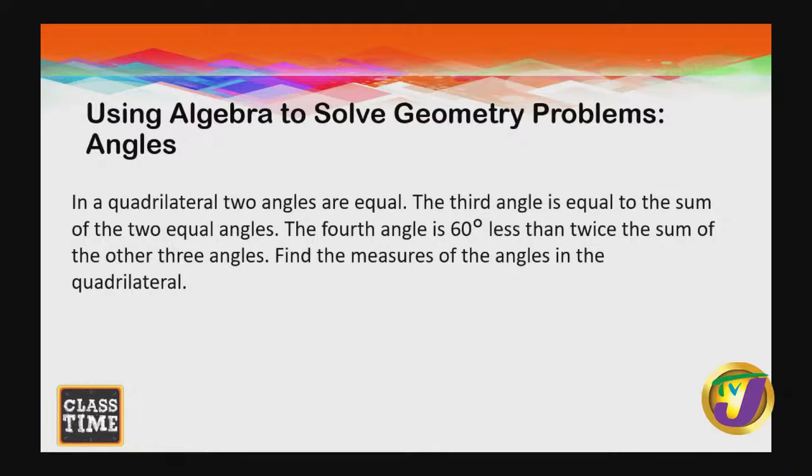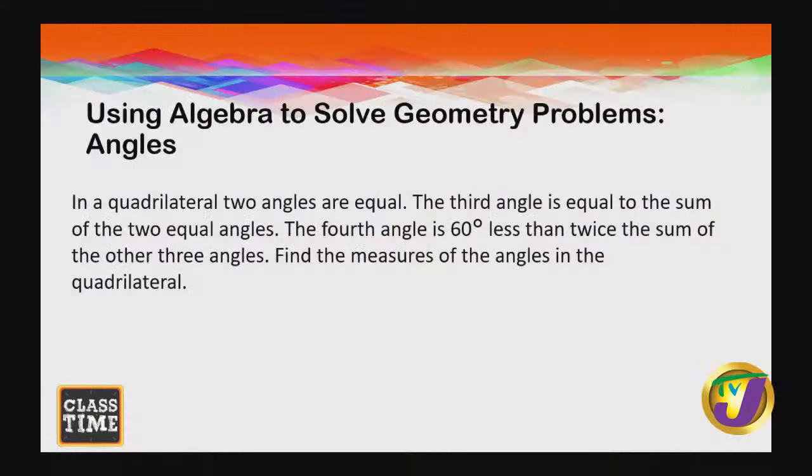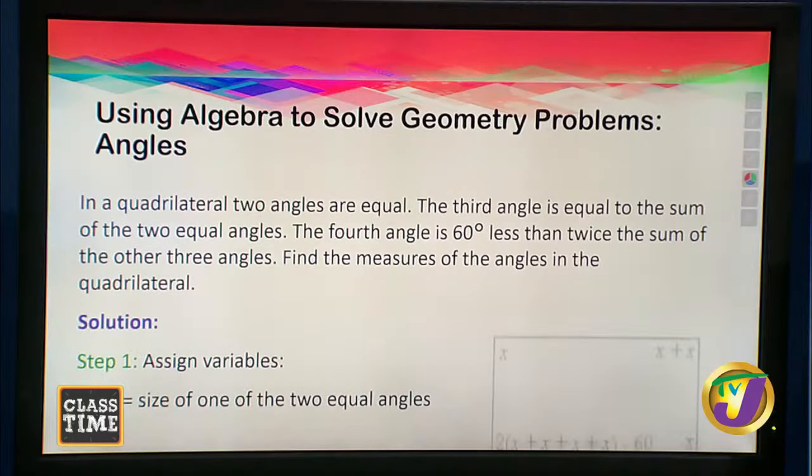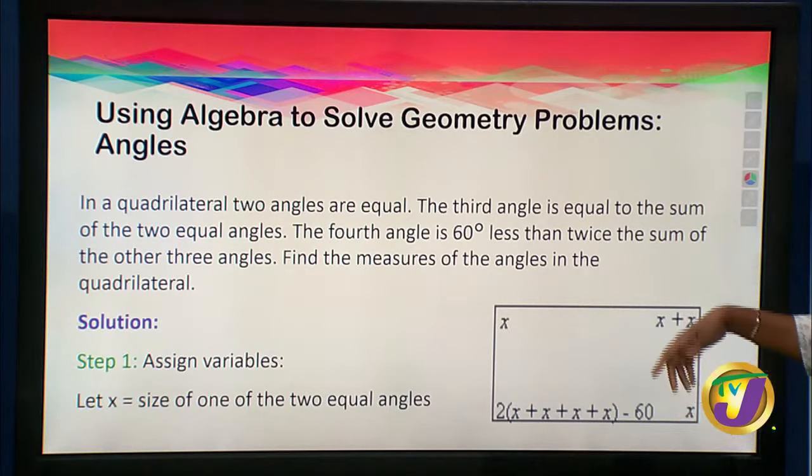Let me see what the diagram looks like. Nevertheless, we're given the information and it says find the measures of the angles in the quadrilateral. So we just need to assign variables and let x be the size of one of the 2 equal angles. Let's see if what we have in our diagram matches the information that we're given.